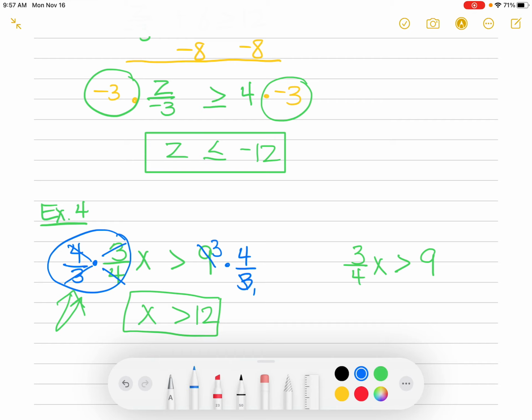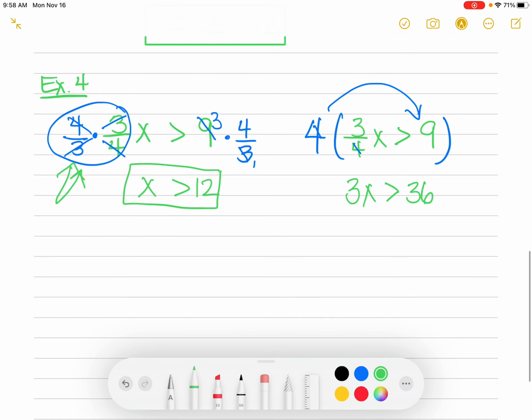The other way to make fractions go away that you have been taught is to multiply by the common denominator. Well, if the only denominator is 4, then I'm just going to multiply everything times 4. When I do this first one times 4, those would cancel out, and I would just be left with a 3x. But I also have to multiply the 4 times the 9. So 4 times 9 is 36. And then I can divide by 3, and I get x > 12. So see, 2 different ways to do it, whichever way you think is best.